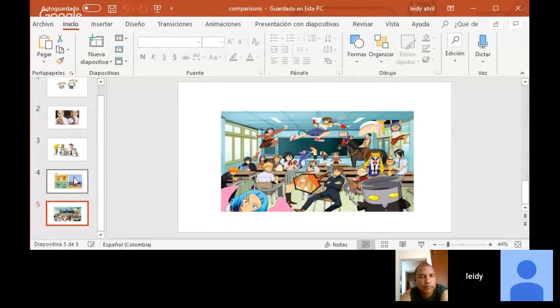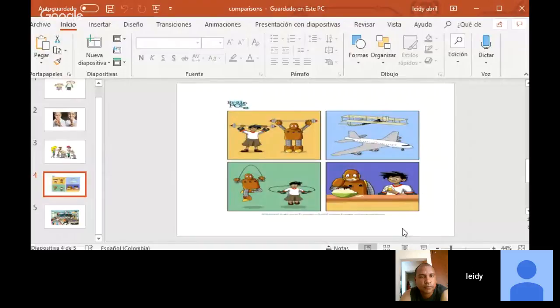Okay. I will share another picture with respect to the comparatives. You say me only comparatives, okay? Do you see the picture? Okay. Now, use only comparatives with respect to this picture. Only say me sentences, please.